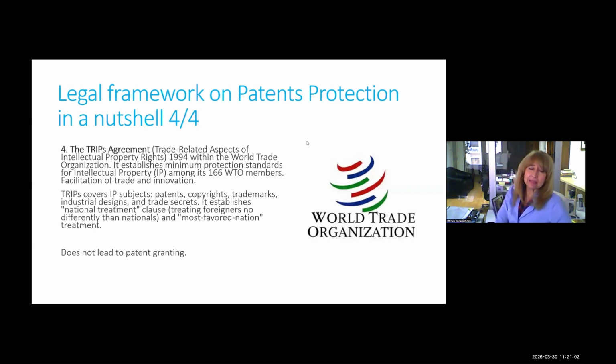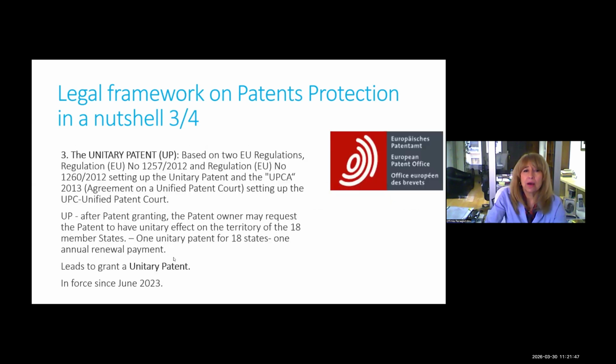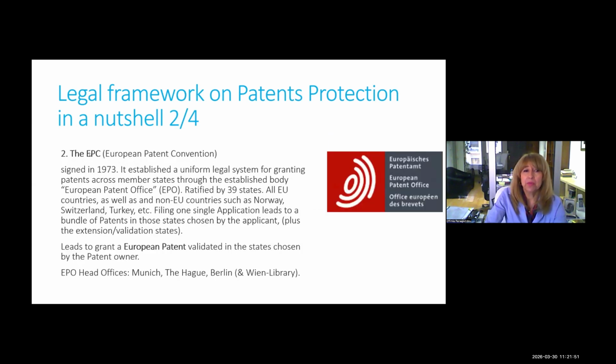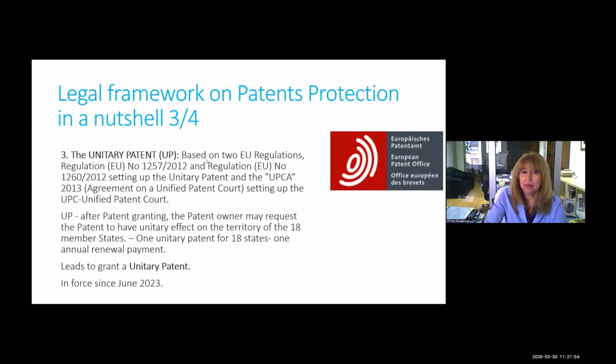And the last important legal act is the TRIPS agreement, which was signed in 1994 within the World Trade Organization. It established minimum protection standards for IPRs among its 166 members. It facilitates trade and innovation, of course, and it covers different IP subjects: patents, copyrights, trademarks, industrial designs, trade secrets. It establishes the national treatment clause, which means that the foreigners of a country which has ratified the agreement will have no different treatment than the nationals, and it does not lead to patent granting. Okay, so we have a patent granting in Europe through the EPC, European Patent Convention, only.